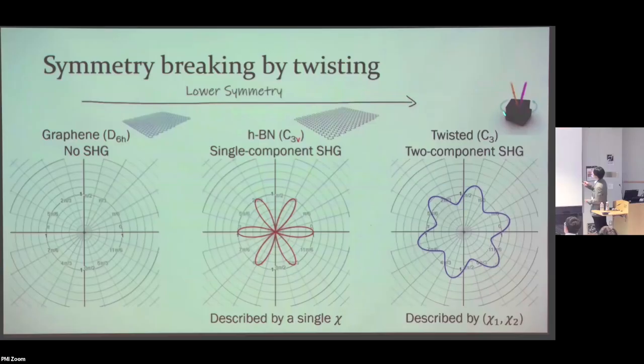But if you now twist 2 layers of hBN, or any 2D materials that have nonlinear response, you're breaking the symmetry down to C3, for example. V means you have a vertical mirror plane, and now you break that mirror plane by twisting 2 layers, so you're breaking that symmetry into C3. In that case you would expect the flower to look very different than before. Now the minimum doesn't go to 0 anymore. And this is what I call 2-component SHG, because to describe this you need 2 independent values, chi1 and chi2.